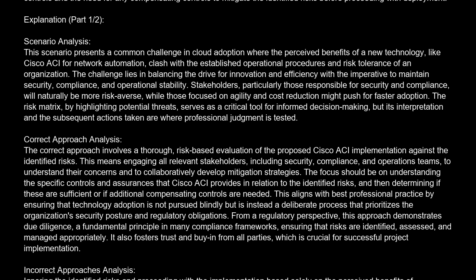From a regulatory perspective, this approach demonstrates due diligence, a fundamental principle in many compliance frameworks, ensuring that risks are identified, assessed, and managed appropriately. It also fosters trust and buy-in from all parties, which is crucial for successful project implementation.